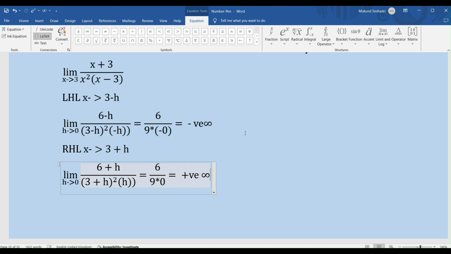So this is a question where we've been asked to find the limits, and in this particular case you find that LHL is not equal to RHL because your RHL is positive infinity and your LHL is negative infinity, right? Therefore the expression is limitless and the limit does not exist, right? So that would be our answer for this particular question.